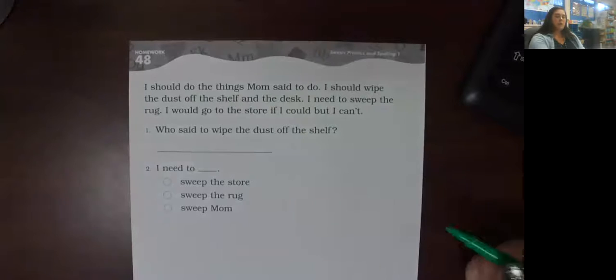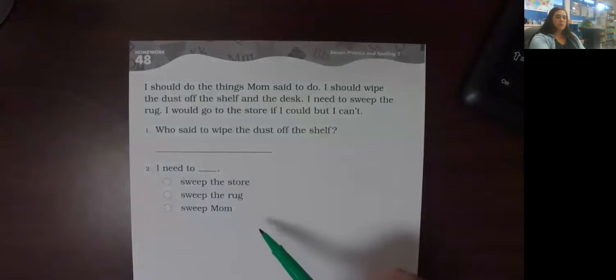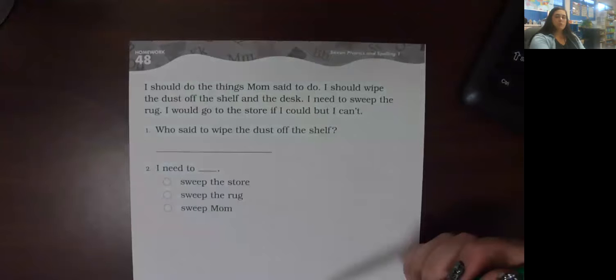Okay, the back is homework. You're going to read the little passage at the top, read the question, put your answer on the line. Then you're going to read the last question and circle your answer. Code any words that you don't know to help you sound it out. Okay, that is the end of Saxon. We're going to move on to math here. So what we're going to be doing today is taking apart numbers.